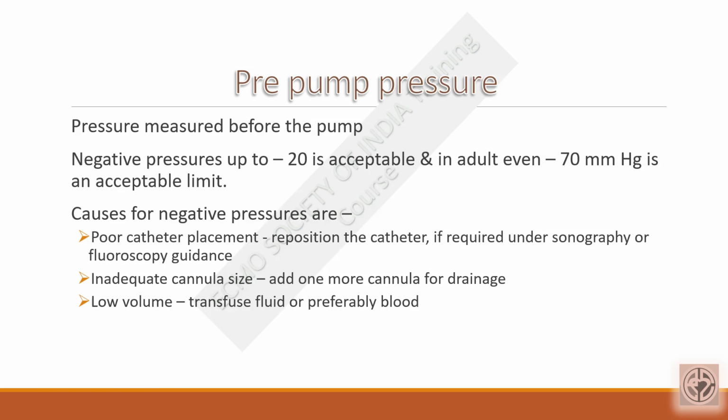The causes of negative pressure, as I told you: number 1 is hypovolemia. Number 2, the cannula is not placed properly. It is in a small vessel, or it has gone into a side branch, or it might be abutting the vessel wall, so again it will have a more negative pressure because it has to suck more blood. And third, your cannula size is small. That's why you might have a more negative pressure.